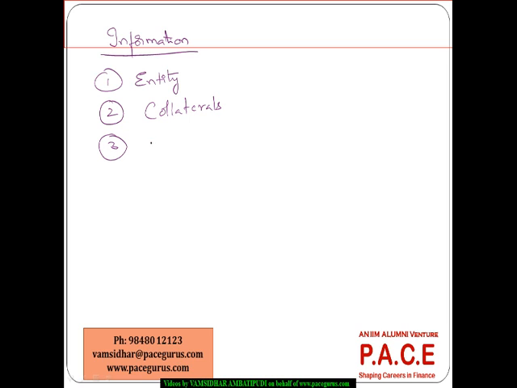And apart from understanding the type of the bond, we are also talking about a few other important pieces of information that need to be looked at while understanding or evaluating the bond. The entity which is issuing the bond. Who is issuing the bond? We'll talk about that. What are the details of the issuer of the bond? So that's one thing we need to understand. Any kind of collaterals that are packaged with the issue of the bond, we need to understand that.